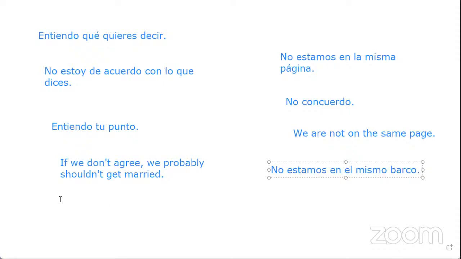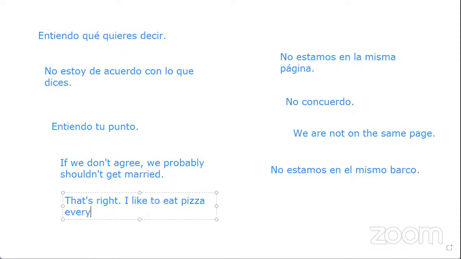We have one from Esteban that says, that's right, I like to eat pizzas every Friday. Or without the S, I like to eat pizza every Friday. Friday with a capital letter, remember, because it's a day of the week, right?